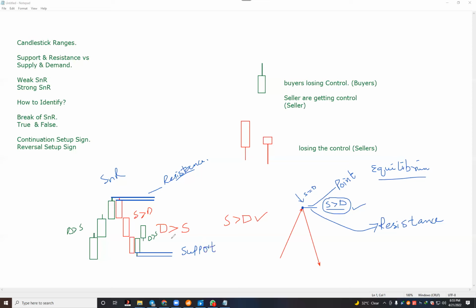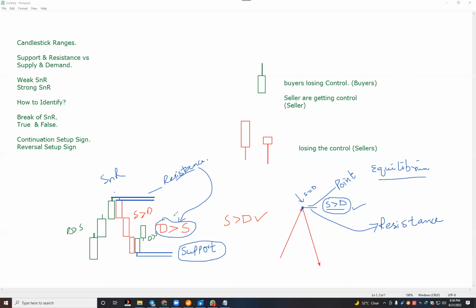So the process is, when the supply was greater, at the point where supply decreases and demand again increases, that is called the support. Here, it is called the resistance. Now you understood how the resistance and support is created. The support and resistance is a part of demand and supply, right?